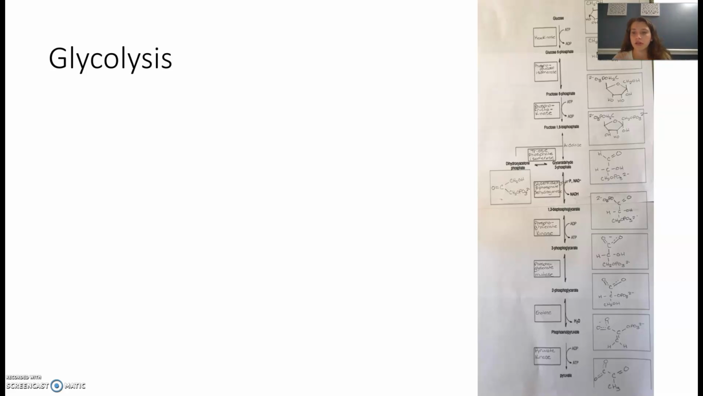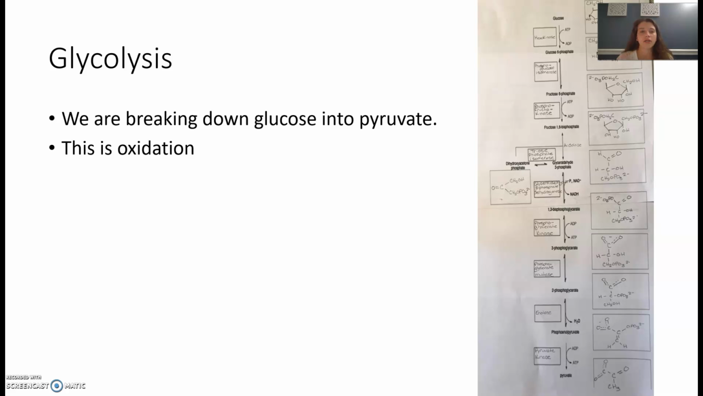I think it's easier for me to explain it every step by putting it on this PowerPoint, so I'm not holding up the giant poster. Alright, so to start out, we're breaking down glucose into pyruvate. So this is called oxidation. So we start up here, we can see this is glucose, and we're taking ATP, forming ADP, and so on. And then by the end, we find that we have a pyruvate.